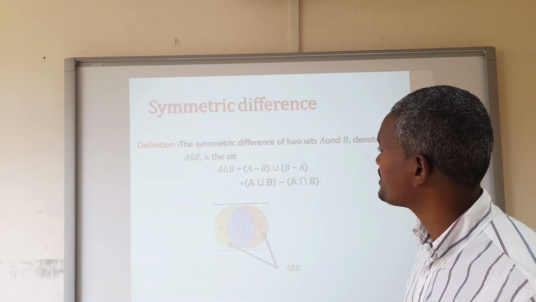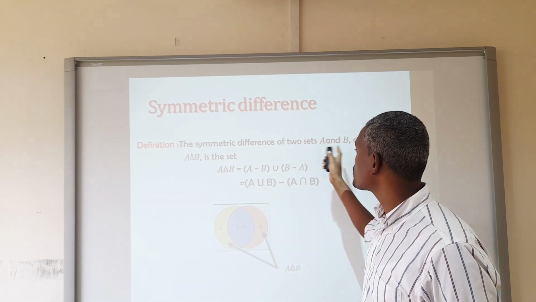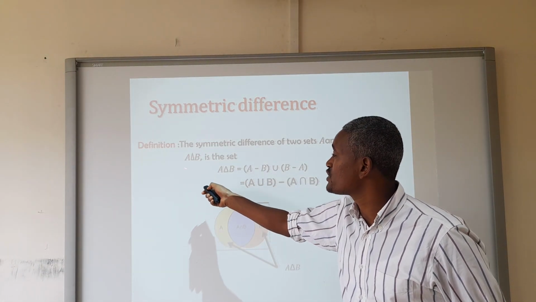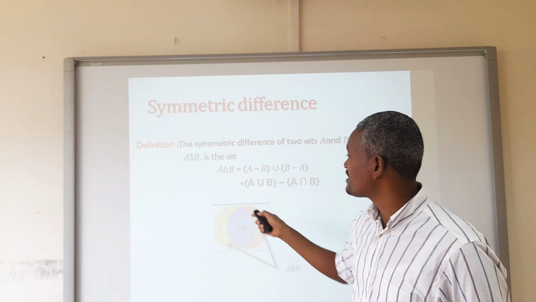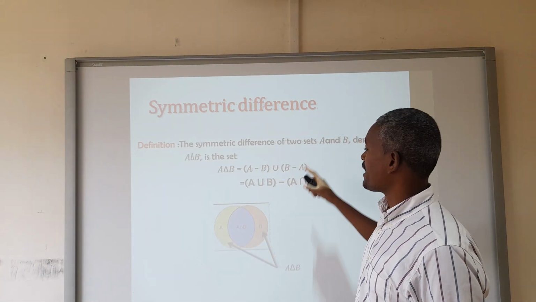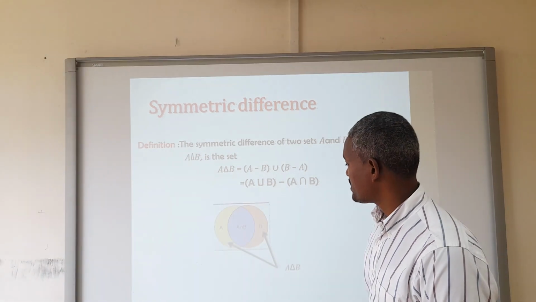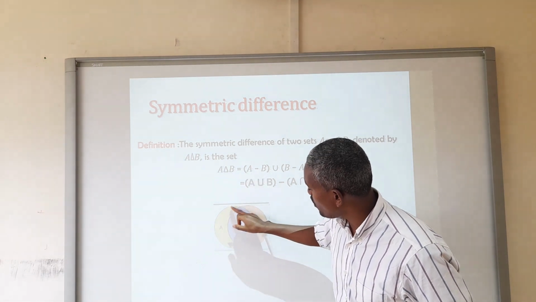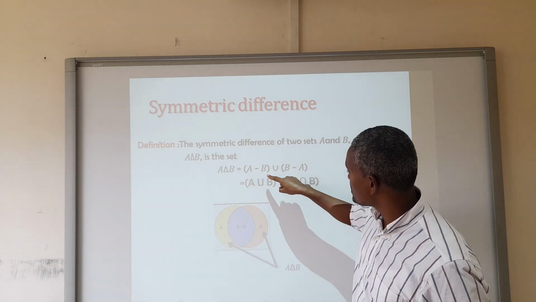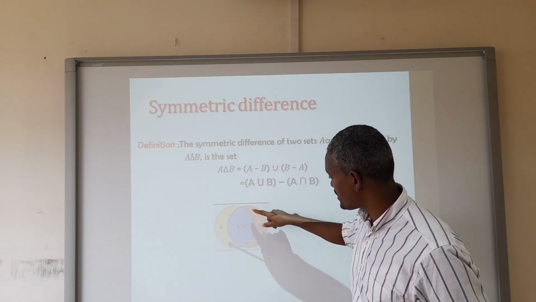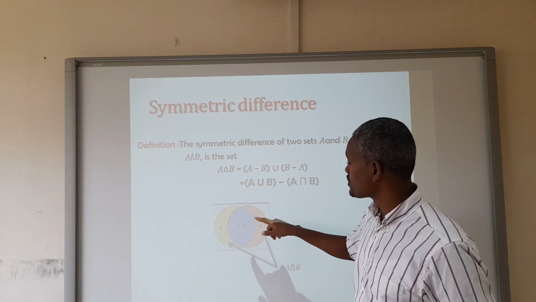The other one is symmetric difference. The symmetric difference of two sets A and B is a set defined as A without B union B without A. Those elements which are found only in set A, union those elements which are found only in set B, not found in set A.